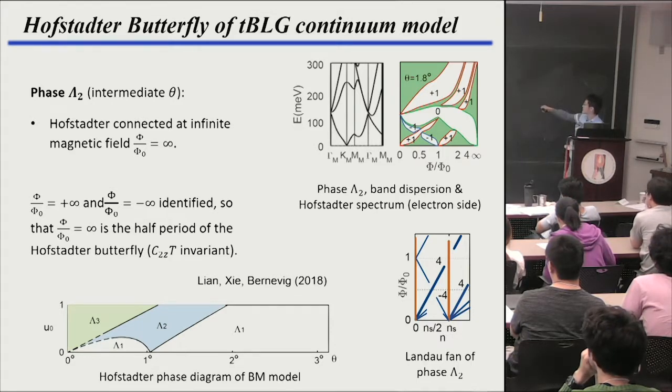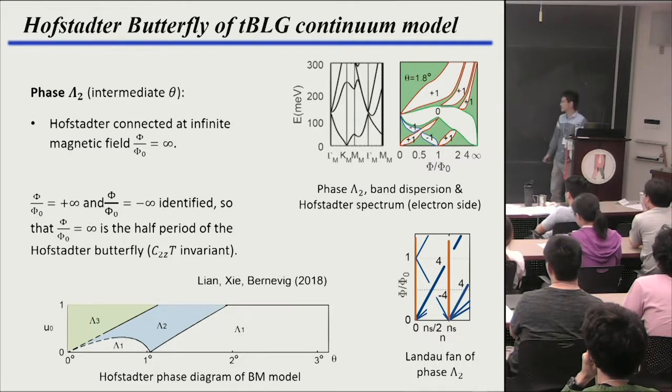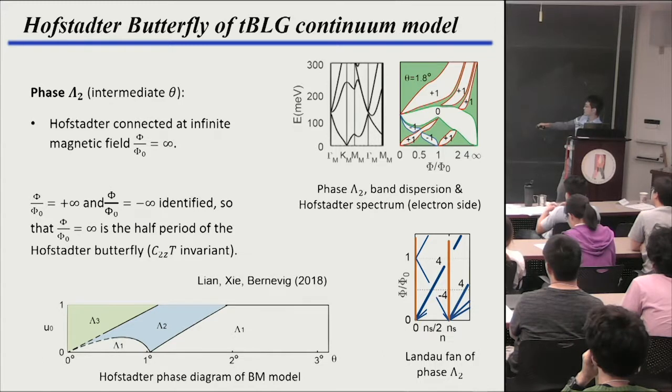If you look at any finite flux, the Hofstadter butterfly is not connected of the lowest band. So this is the lowest connection band. The Hofstadter butterfly is not connected to higher bands, but actually it's connected at infinite flux. Infinite flux actually is indeed a part of the Hofstadter butterfly, because remember that this Hofstadter butterfly of the continuum model does not have a period, but you can still recover this period by identifying plus infinity and minus infinity. In this case, phi to infinity can be regarded as the half period point of the Hofstadter butterfly.